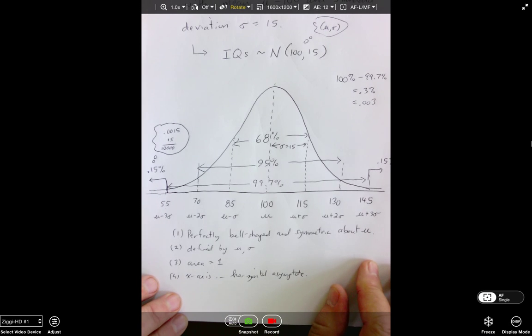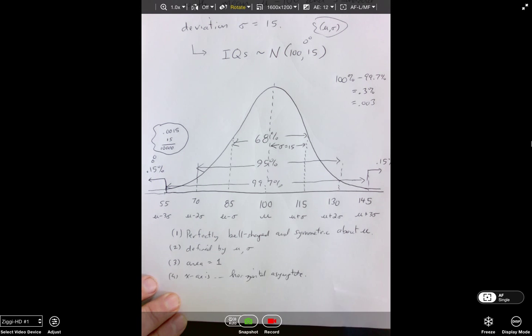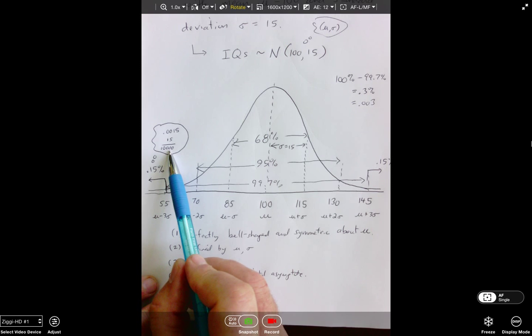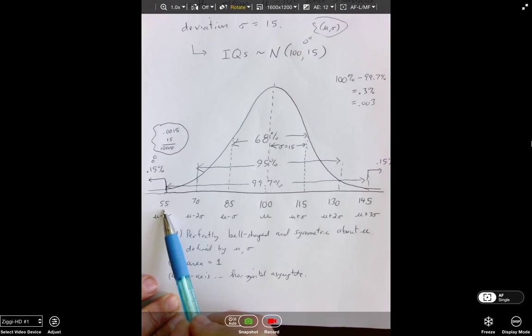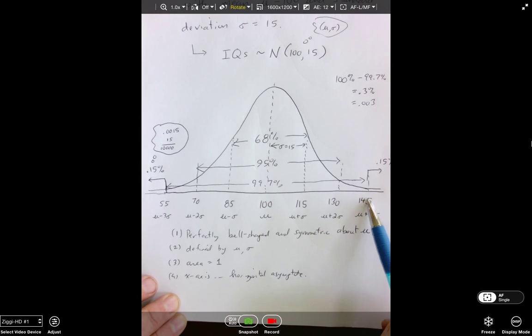So gang, for IQs, we're saying that about 68% of the people have IQs between 85 and 115. 95% of the people have IQs between 70 and 130. Almost everyone, 99.7%, has an IQ between 55 and 145. Not many people, only about 15 out of every 10,000, have an IQ below 55. And not many people have an IQ above 145, only about 15 out of every 10,000.